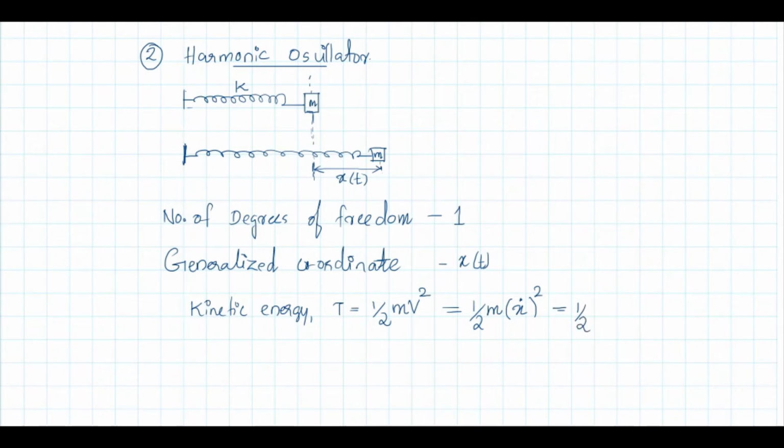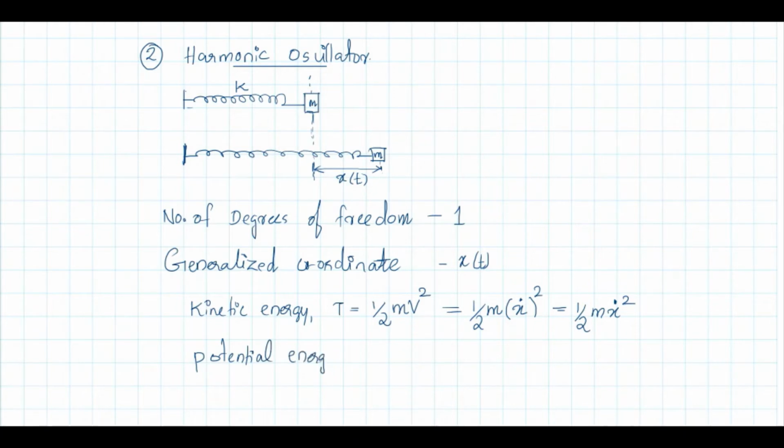So it is half m x dot square. Whether it is moving rightward or leftward, the x dot can be positive or negative, but x dot square will always be positive. Half m x dot square is kinetic energy. What is potential energy?